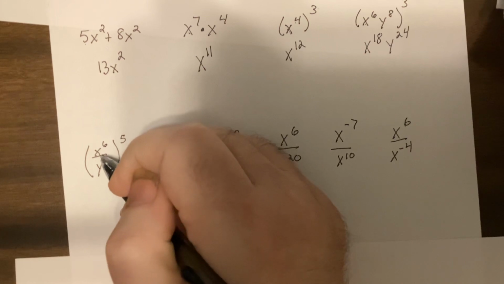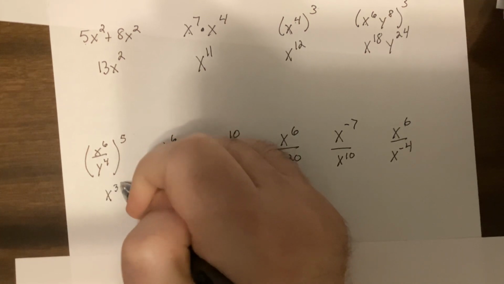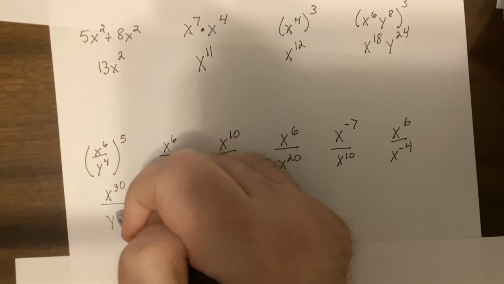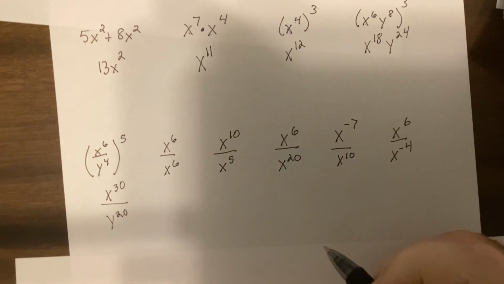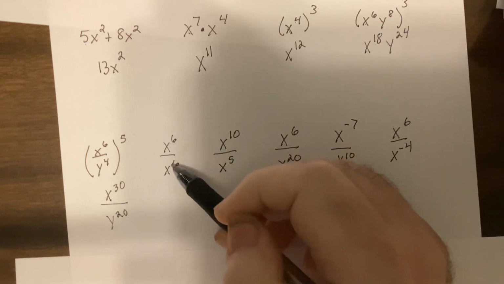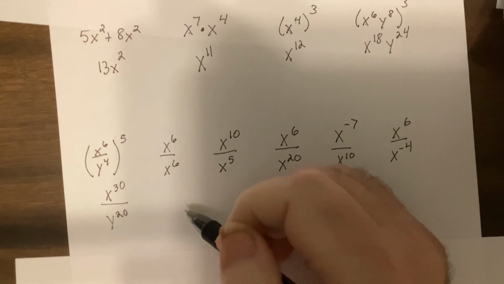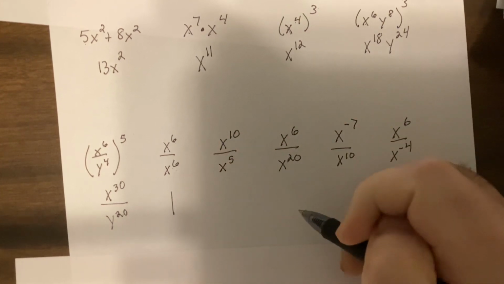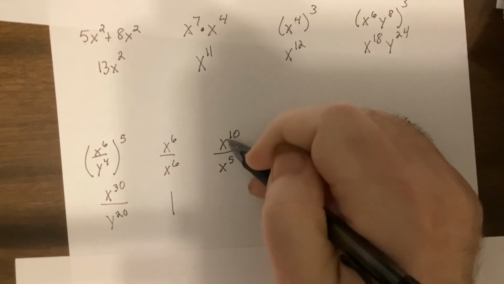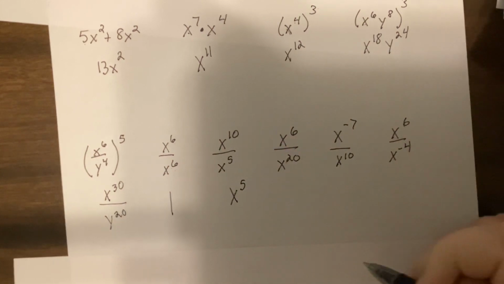So, x to the 6th to the 5th would be x to the 30th. Y to the 20th. Hey, anything divided by itself is 1, except of course 0, but assume 0 cannot be put in for x for this problem, so it's 1. Hey, when I'm dividing two things with the same base, you subtract the power, so it'd be x to the 5th.